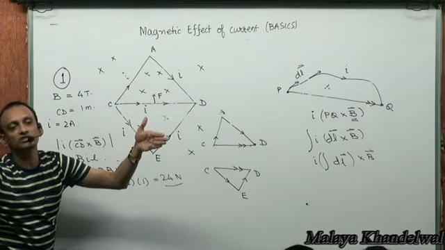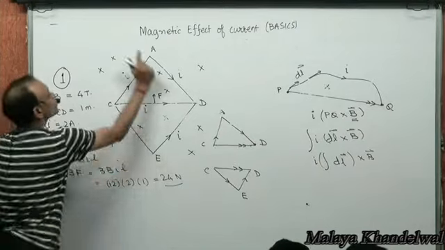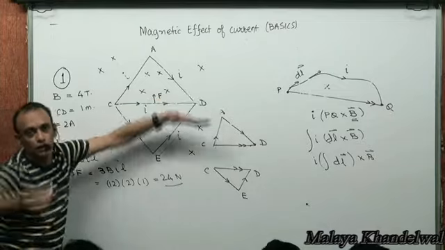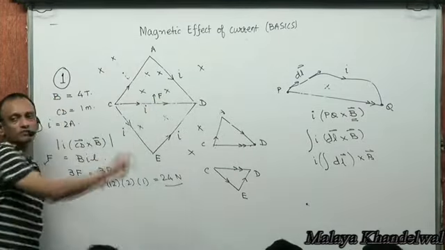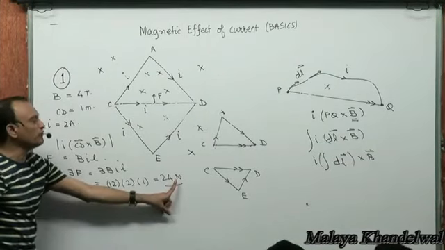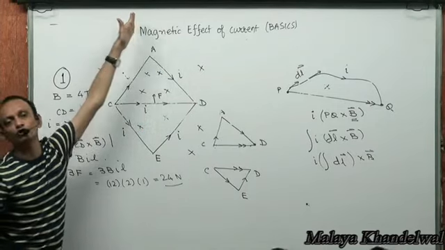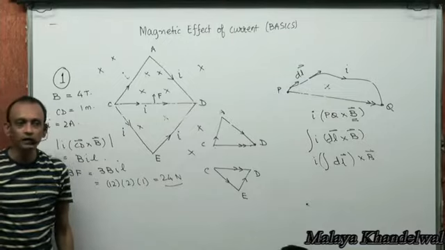The force acting on CD is computed by BIL because dl and B are perpendicular. And this force would be upwards because the dl's are like this and B is plunging into the plane of the board. So my dl cross B will give me the direction of the force, which is upwards. So 24 newtons net upward force acting on this frame. Yes or no? Clear?